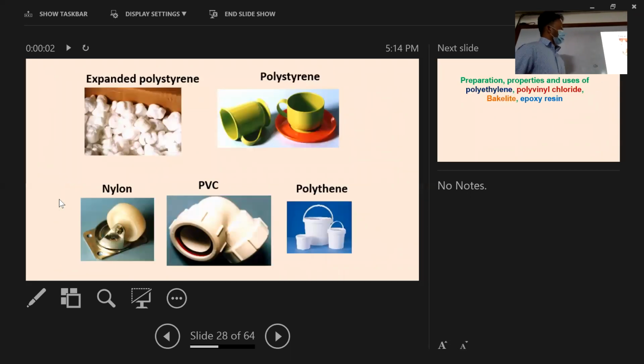Okay, now here we have some examples. All of you are familiar with this one. This is packing material. When you purchase some fragile substance, anything, we fill the box with this expanded polystyrene and then ship. This is very light, is it? Okay. So this is expanded polystyrene and normal polystyrene. That is a plastic cup. Normally we call this polystyrene.